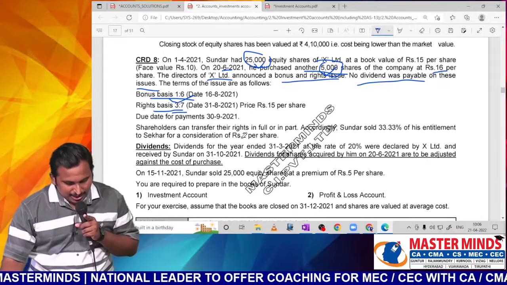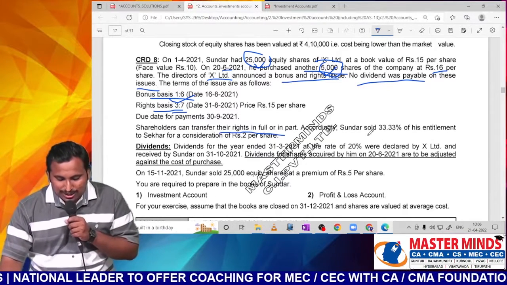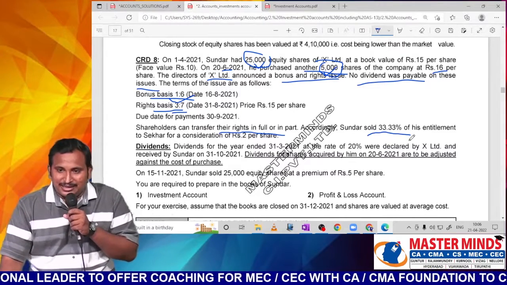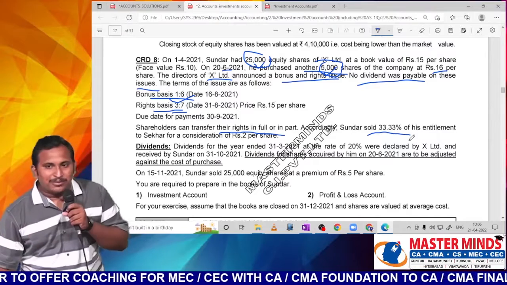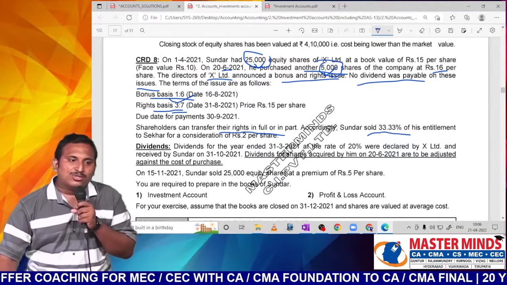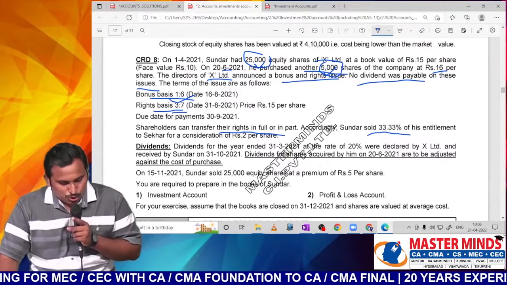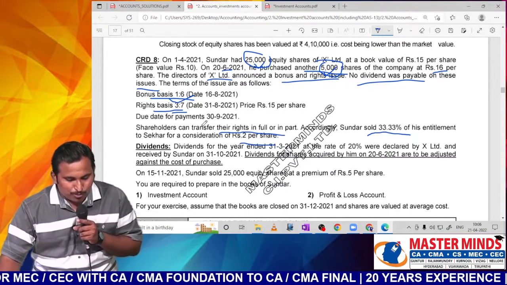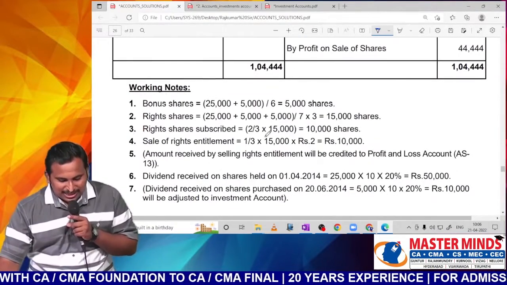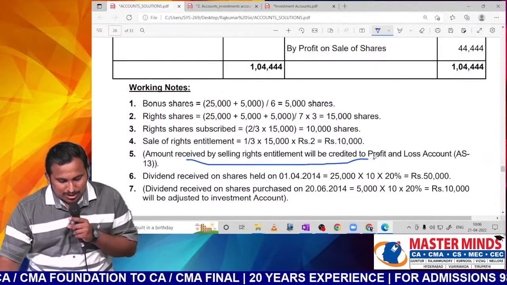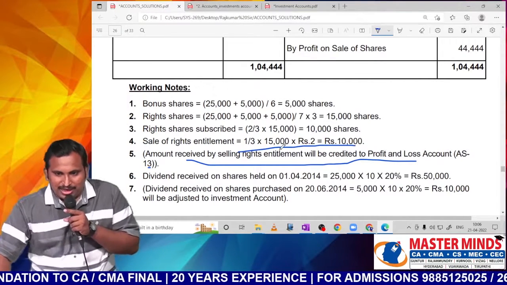In that, shareholders can transfer their rights in full or part. Accordingly, Sundar sold 1/3 of his entitlement. Sold 1/3, that means exercised 2/3. So out of 15,000, 10,000 rights will be exercised. 5,000 rights will be sold. Sale value of right is 2 per share. So 5,000 into 2, 10,000 has to be transferred to P&L. That will not be recorded anywhere in the investment account. We'll simply write in notes.